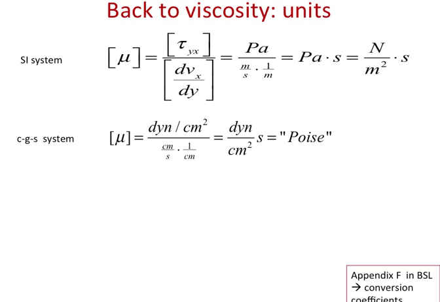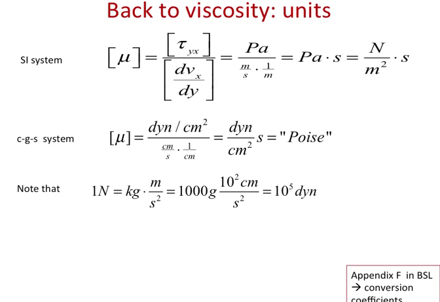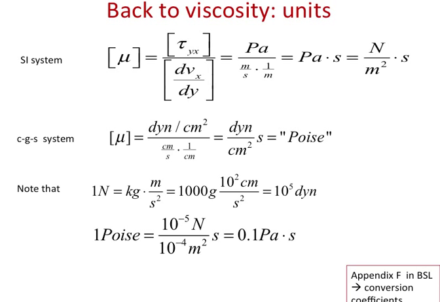So in the CGS system, I will get poise. How do I convert that? Basically, 1 Newton is 1 kilogram, which is 1,000 grams, times 100 centimeters over second squared, since this is the centimeter-gram-second system. So you will get that Newton and dyne are related by 10 to the 5. Then 1 poise is 0.1 Pascal second.